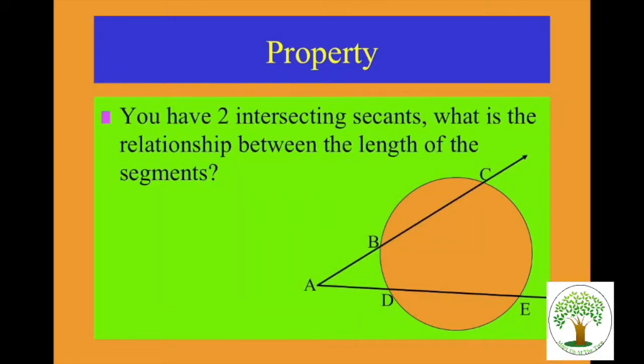Another property, it's actually one of your theorems that you're going to have in your theorem book or your postulate book. You have two intersecting secants. What is the relationship between the length of the segments? I want you to notice that these segments here, you have some on the outside and some on the inside. This is the relationship.